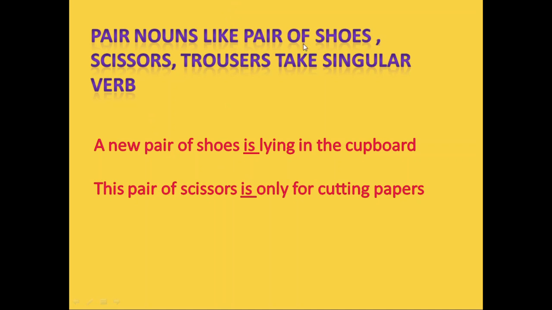Pair nouns like pair of shoes, scissors, trousers take singular verb. So, if we have a sentence like a new pair of shoes is lying in the cupboard. The pair of scissors is only for cutting paper. So, all these types of sentences which talk about a pair, then we use a singular verb.